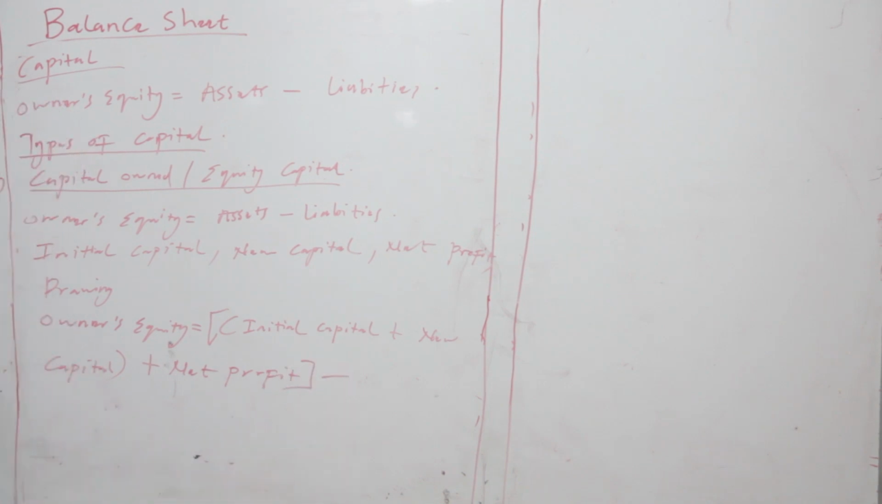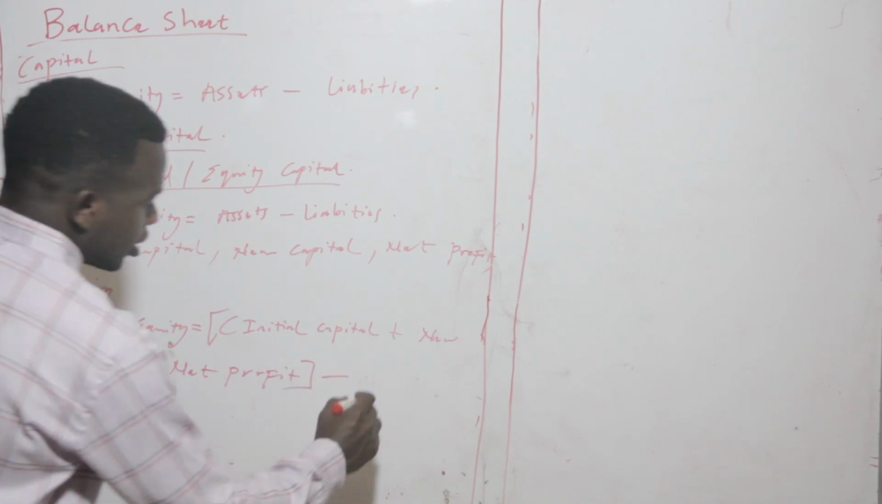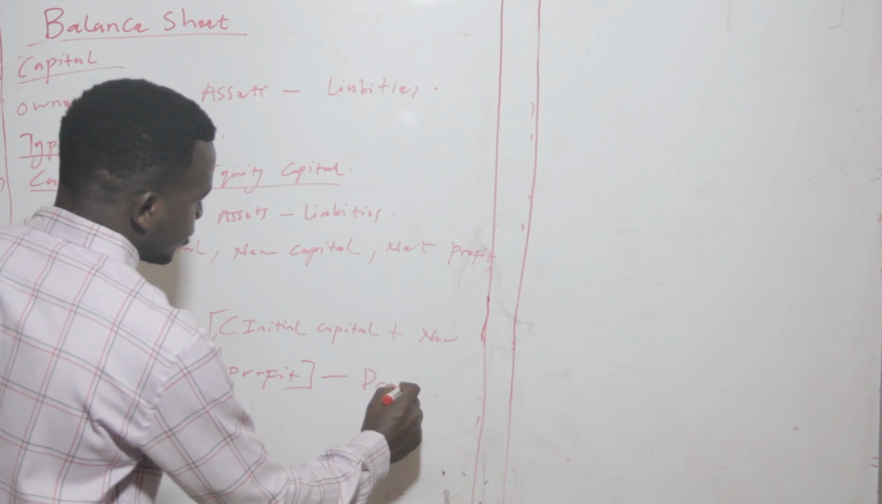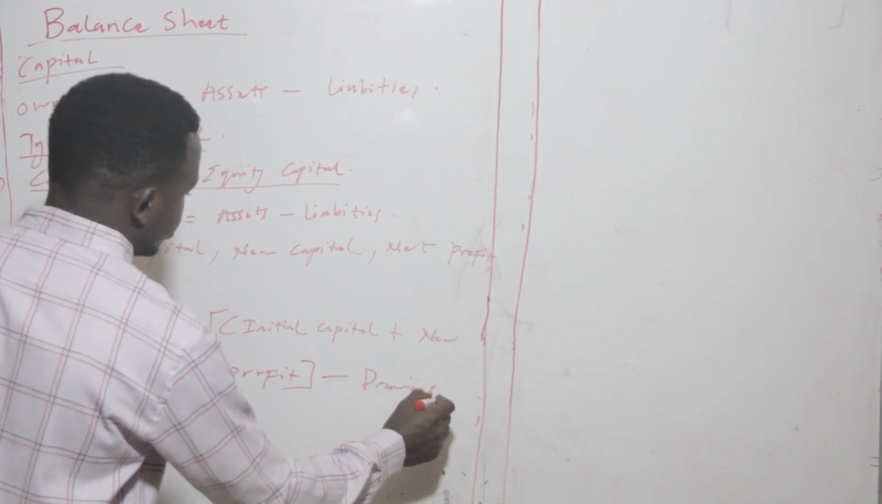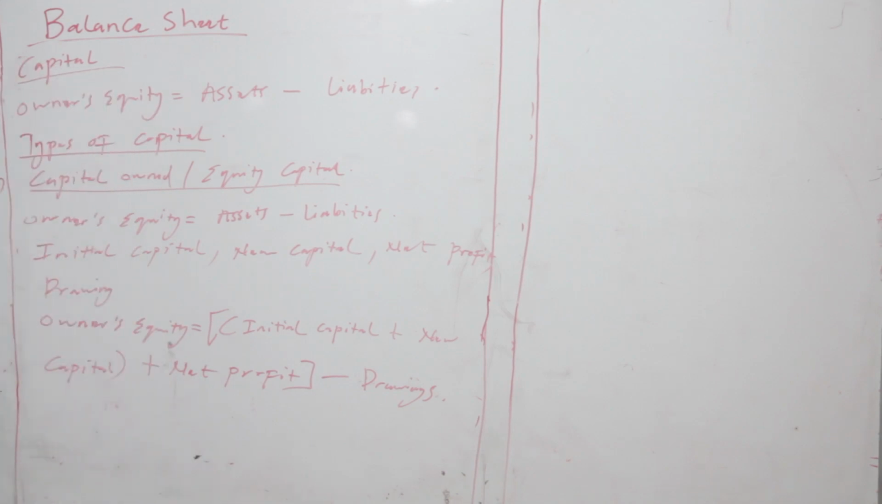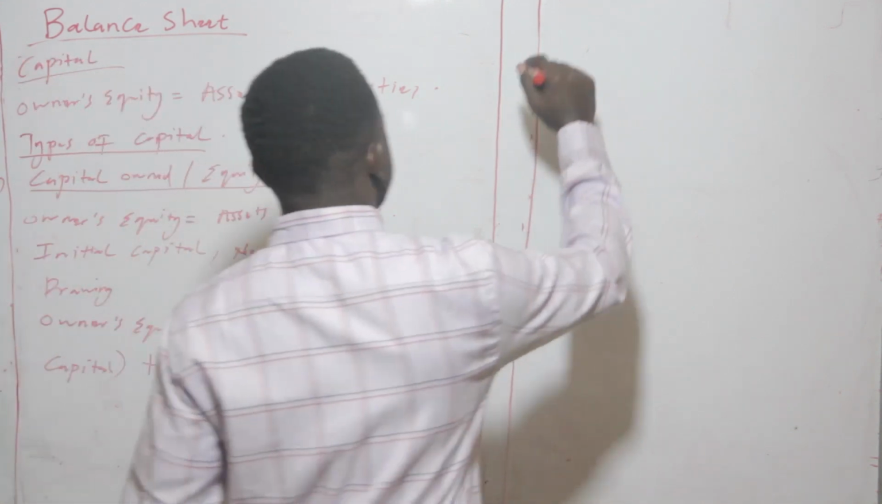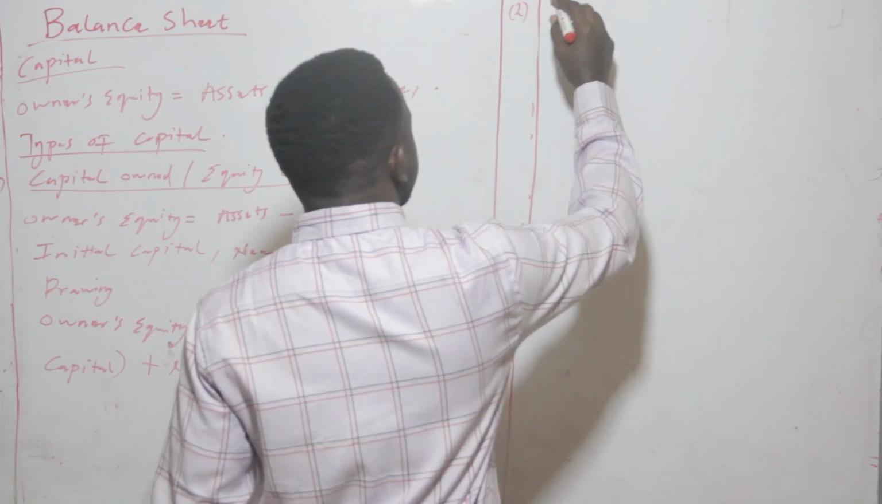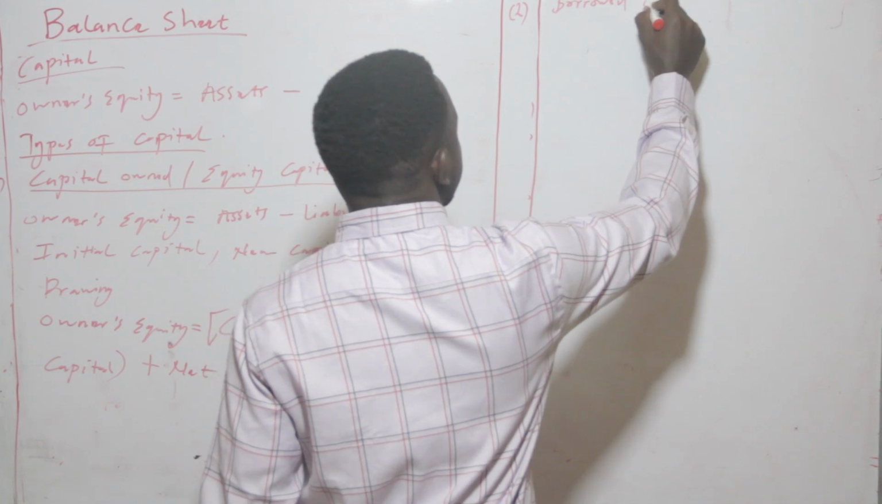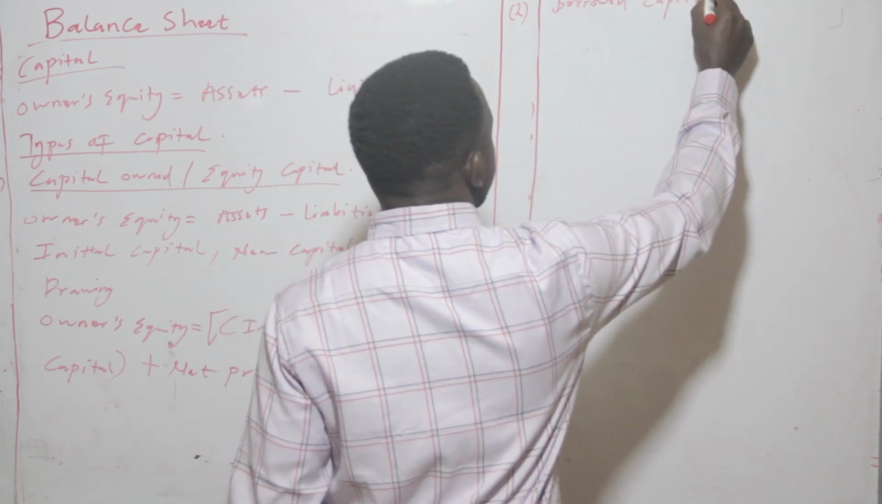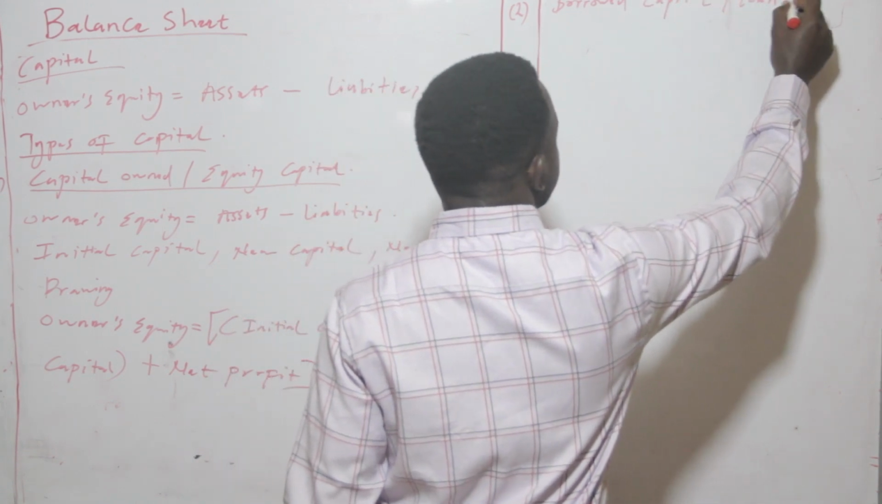Then when you find that total, minus drawings, and we have said that drawings is the amount of money that is used for personal use, so minus drawings. So that can be the formula. So that's all about capital owned or equity capital. Let us look at the second type of capital. In the second type of capital, we have borrowed capital or loan capital.